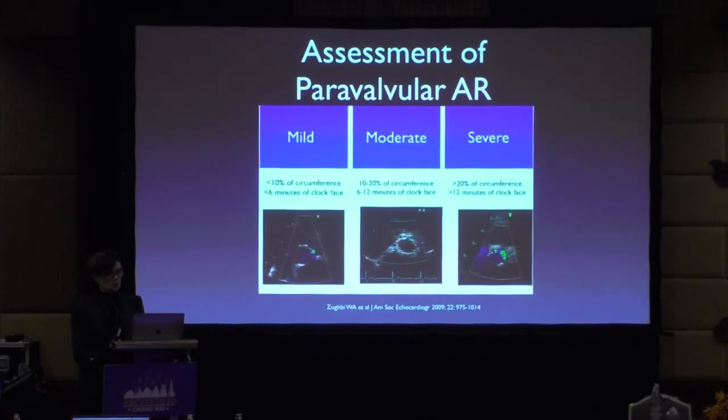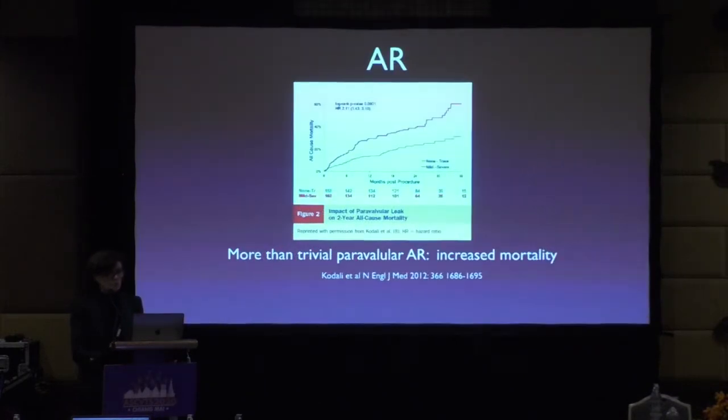And then you need to work it out relative to a clock face, whether there's mild, moderate or severe, because assessing paravalvular AR in the setting of a TAVI, particularly in the cath lab, is very difficult. But it's important because if there is AR, the patients do worse, and the more AR they have, the worse they do.